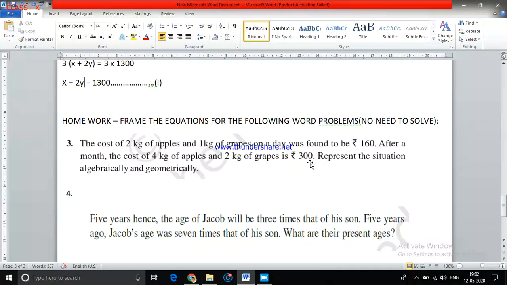Now here is a hint I will give you. Let 1 kg of apple cost be x and 1 kg of grapes cost be y. Don't take 1 apple cost as x, because you don't know how many apples you will get in 1 kg. Similarly, don't take 1 grape cost as y, because we don't know how many grapes you get in 1 kg. Better you take 1 kg apple cost as x and 1 kg grapes cost as y. Then you can frame the equation.